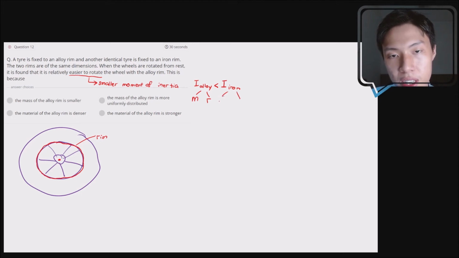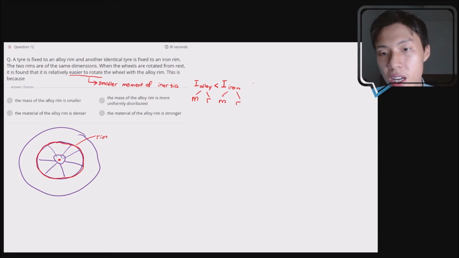So this one is also affected by mass and the distance. Okay, so the material is stronger is not relevant, because what does it mean? Does it mean greater mass or smaller mass? No. Does it mean greater distance or smaller distance? No, it's not relevant. Okay, so therefore this fourth option is not the correct answer.